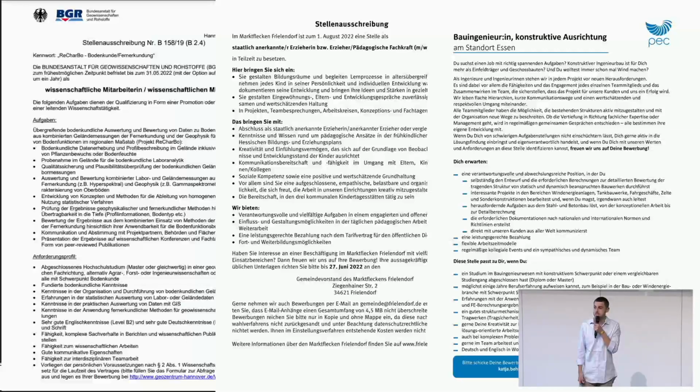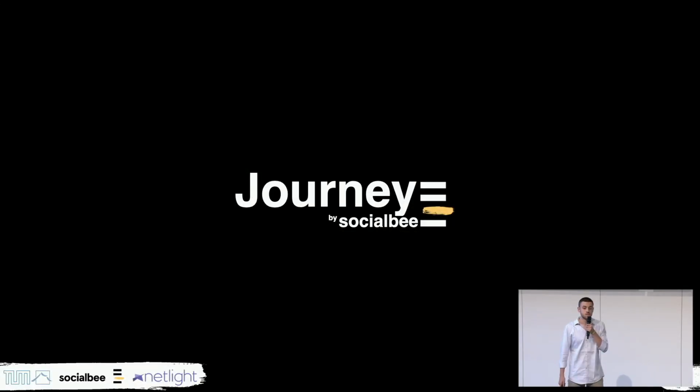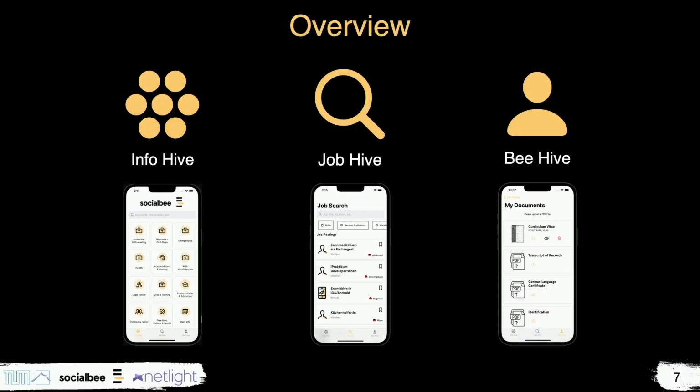Now, what is our solution? Together with Social Bee, we came up with Journey. Now, I will take you guys on a journey through our development process. Journey consists of 3 main components. We have the info hive, the job hive, and the beehive.